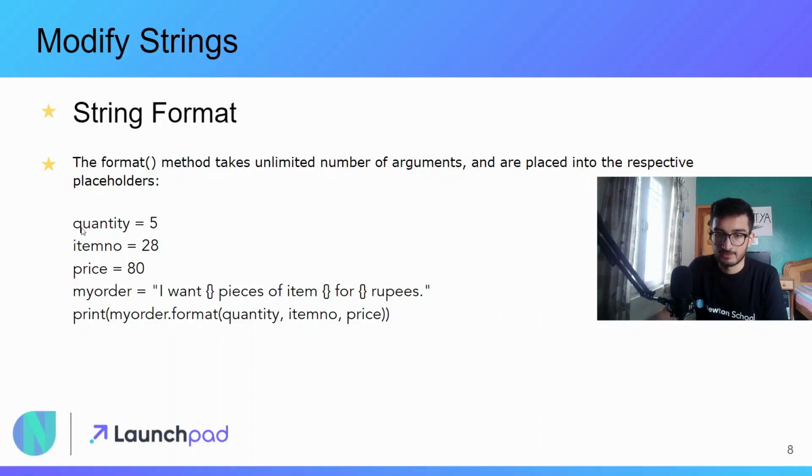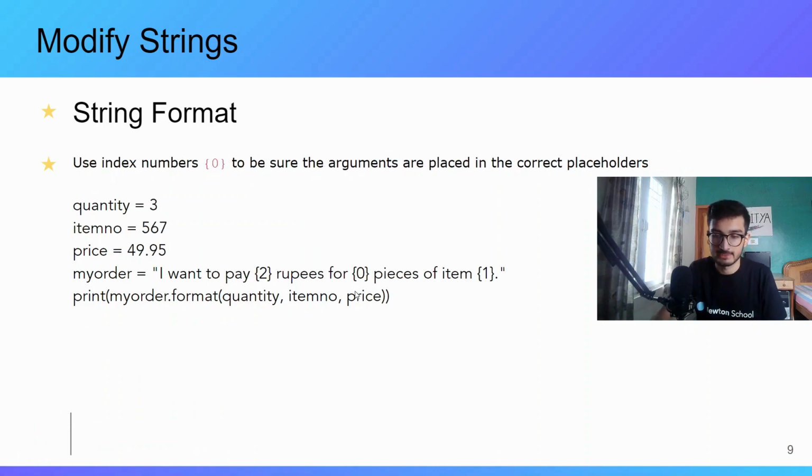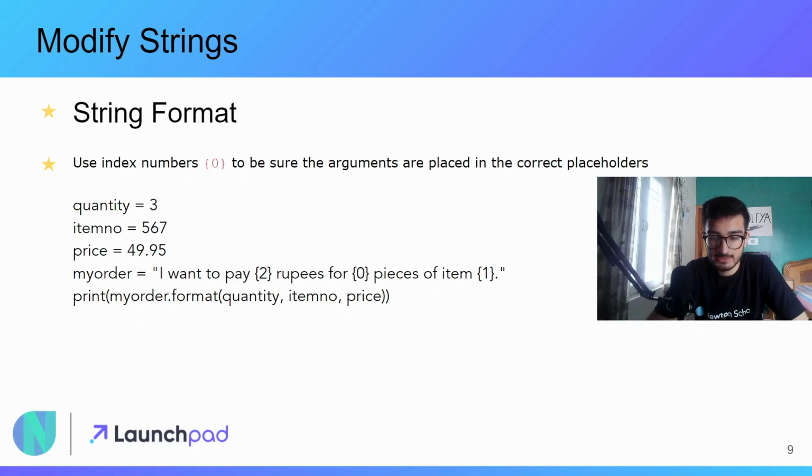Like we have here, we can save 5 as quantity to a variable. We can also have item number and price. Now I will modify my statement: this is a placeholder, pieces of item placeholder for a dash rupees, right? So I can format these values accordingly. I can pass quantity, it would fill in quantity in the first one, item number in the second, and price in the third one.